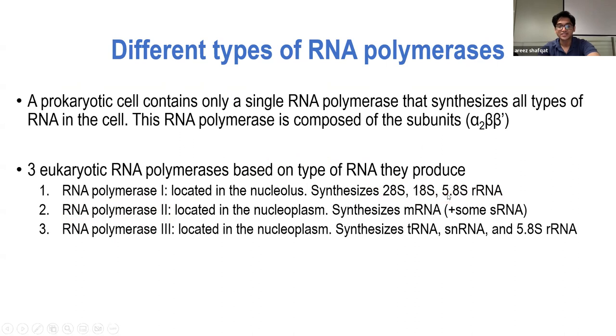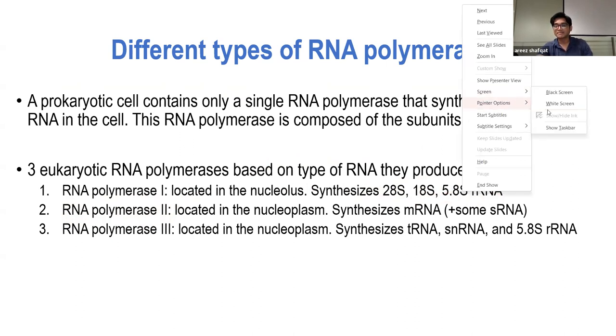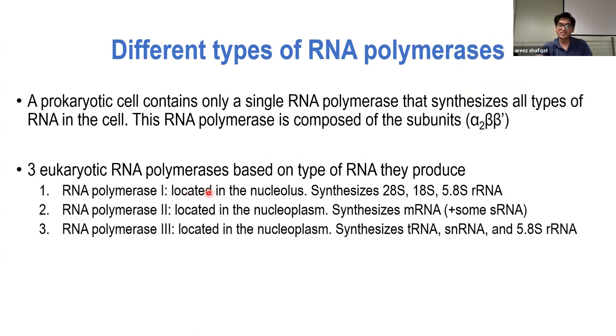So this should be 5. This is a mistake, by the way. This should be 5S RNA. So RNA polymerase 1 synthesizes ribosomal RNA. RNA polymerase 2 synthesizes mRNA. RNA polymerase 3 mainly synthesizes tRNA and snRNA, and some ribosomal RNA.